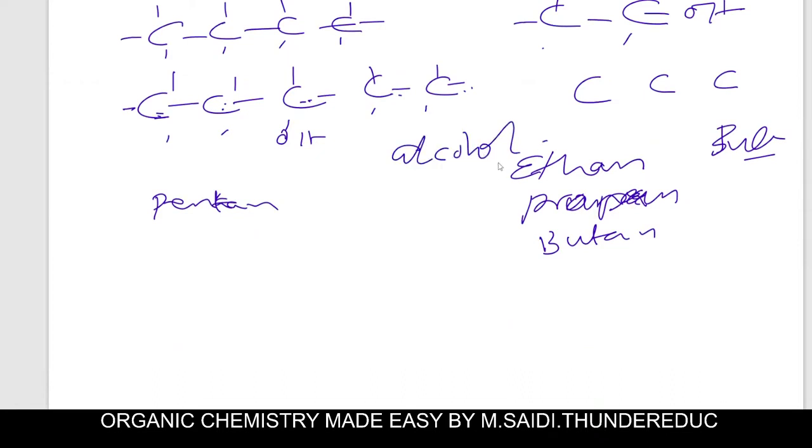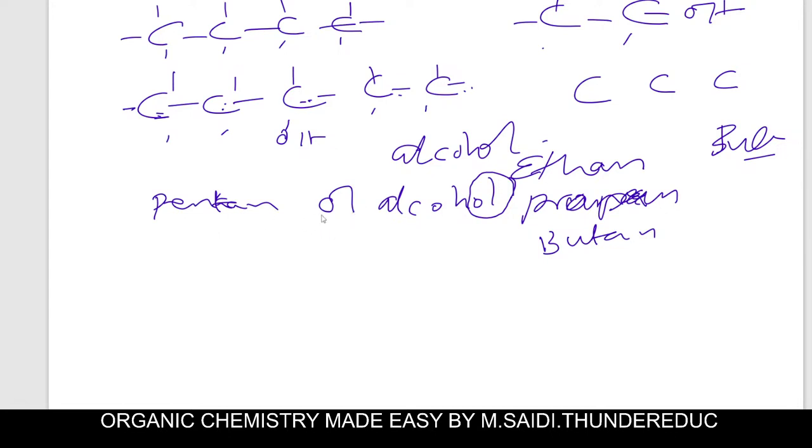Alcohol. Let me write it clearly. Remember I told you that the last letters, in most cases, determine the functional group. So alcohols is this, OL. So it becomes OL. So it becomes pentanol.